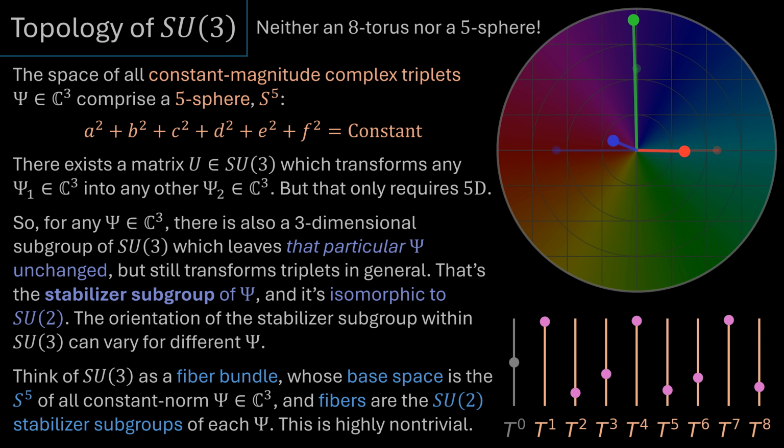And so you see, there's actually a lot of complicated stuff going on here. But the way to think about SU3 is as a fiber bundle whose base space is the 5-sphere of all constant magnitude triplets, and the fibers that live on that base space are the SU2 stabilizer subgroups for each triplet on the 5-sphere. Now, this is a very difficult thing to imagine.